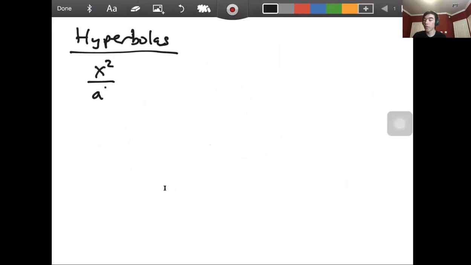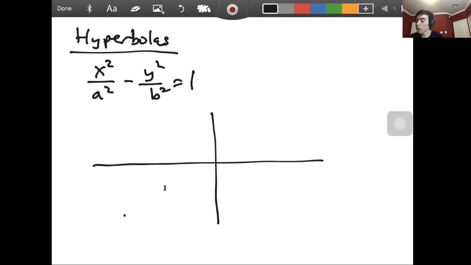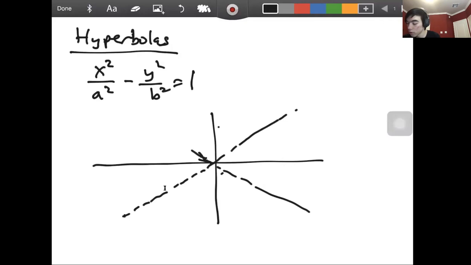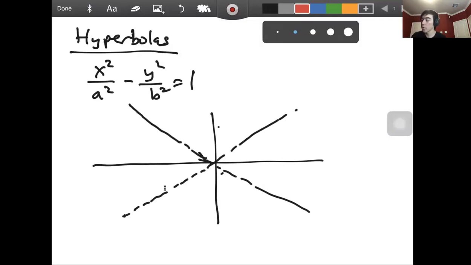Okay, moving on, hyperbolas. So hyperbolas have equations x squared over a squared minus y squared over b squared equals 1. Remember before, ellipses have the same exact formula, except this minus would be a plus. So hyperbolas are literally just an ellipse, but you change a plus to minus. What they look like is they have two asymptotic lines. And then your actual curve will start at a point and it will approach those lines.